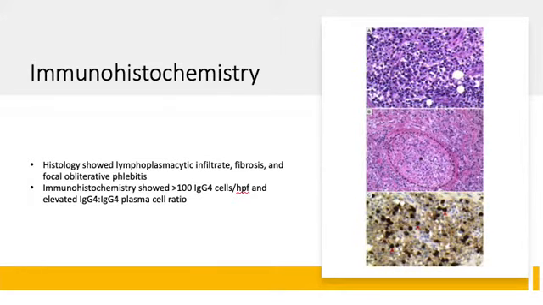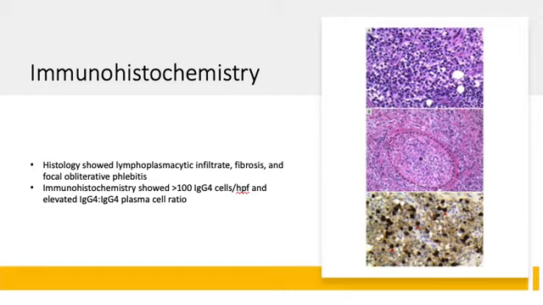In the histologic examination of the biopsy taken, it showed lymphoplasmacytic infiltrate, fibrosis, and focal obliterative phlebitis, all of which are classic features of IgG4-ROD. Figure A shows the dense lymphoplasmacytic infiltrate, and Figure B is showing the obliterative phlebitis, or vasculitis. In Figure B, the dashed line is indicating the vessel wall, and the asterisk indicates the lumen. And as you can see, the lymphoplasmacytic infiltrate is within the vessel wall.